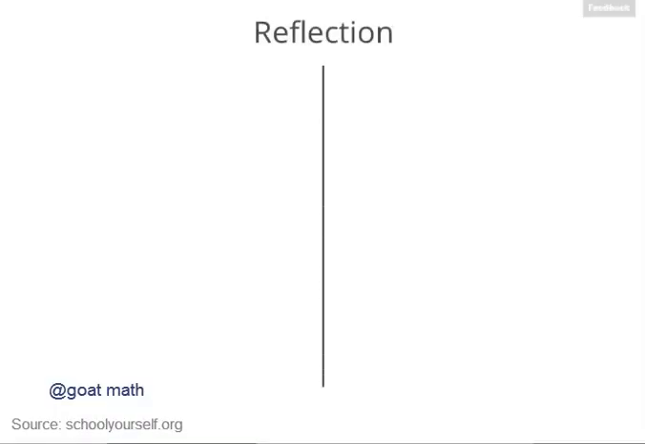When we talk about reflection, we usually mean reflecting across a line or axis like this one here. Reflecting a shape, like the letter F, means looking at the mirror image on the other side of the axis. So here's the reflection of the letter F across this vertical axis.